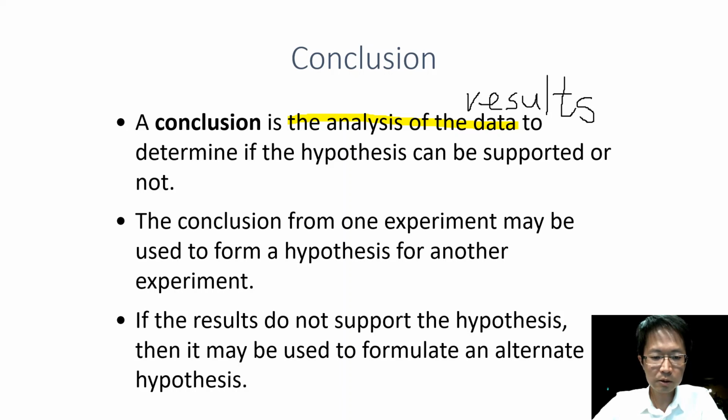The conclusion from one experiment may be used for a new hypothesis. In a real life research situation, usually after we finish one experiment, it leads us to ask questions and do a follow-up experiment. This is what it means here. But if the results do not support the hypothesis, then we need to form a different hypothesis. So it goes back to the flow chart that I showed you before.